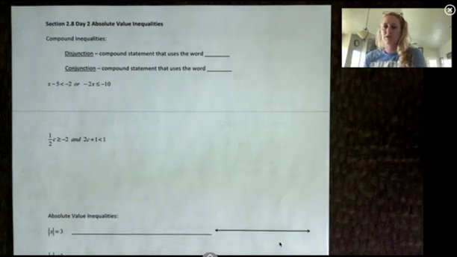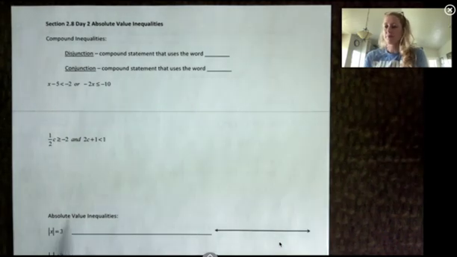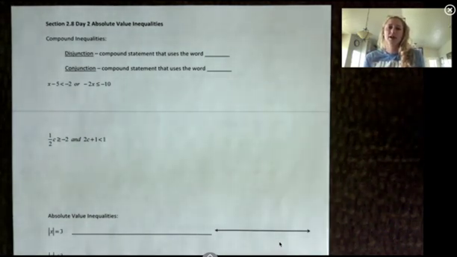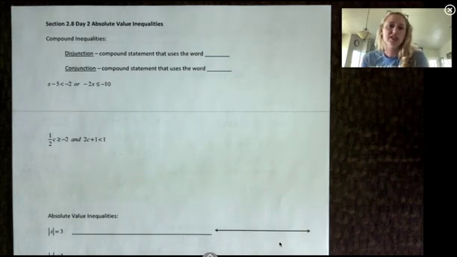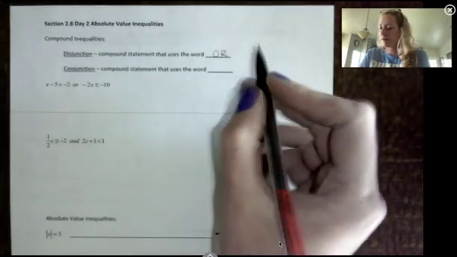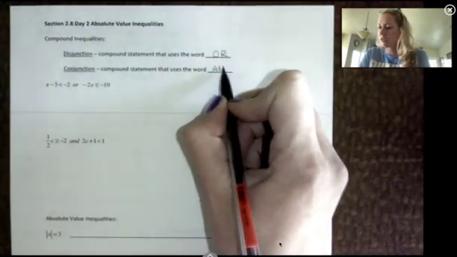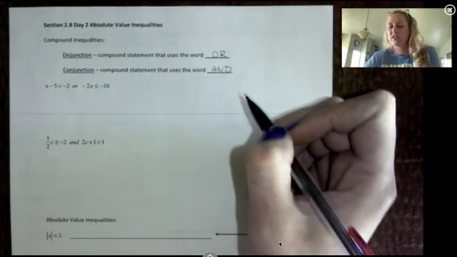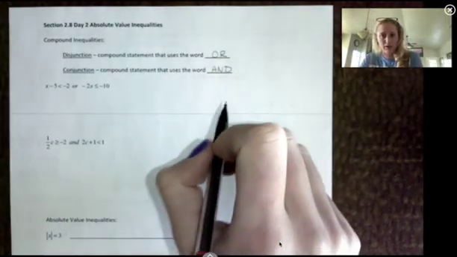In this video, we're going to continue on with our absolute value work. We're going to do day 2 of section 2.8. A couple of definitions here. Something called a disjunction is a compound statement that uses the word or. And then a conjunction is a compound statement that uses the word and. So we can have disjunctions and conjunctions with inequalities.